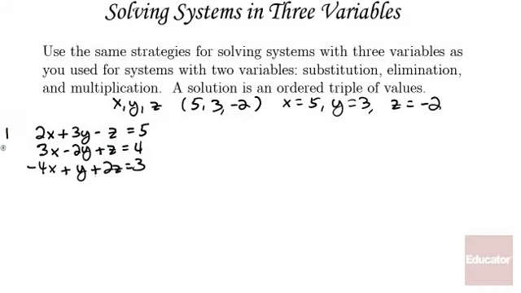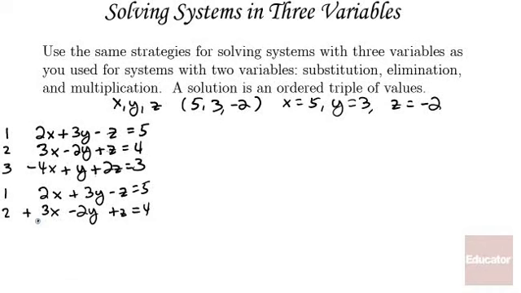So I'm going to call these equations 1, 2, and 3 so I can keep track of them. I'm going to first consider equations 1 and 2. And when I look at these, I see that the 2 z's have opposite coefficients. And you'll recall that elimination works really well in that situation. So I'm going to take 2x plus 3y minus z equals 5. So that's equation 1. And equation 2, 3x minus 2y plus z equals 4. And I'm going to add those.